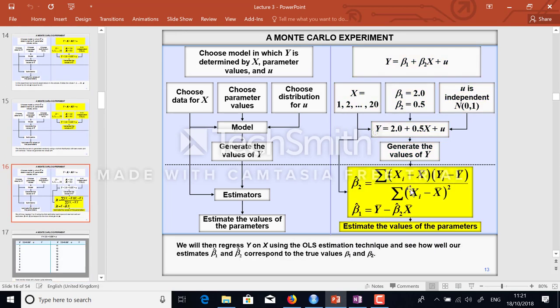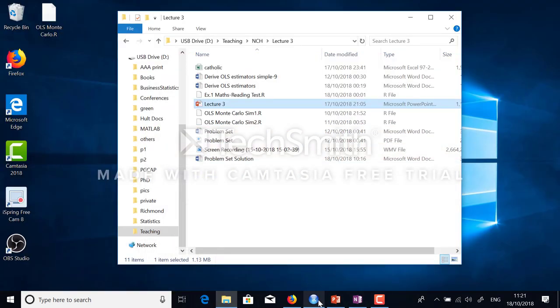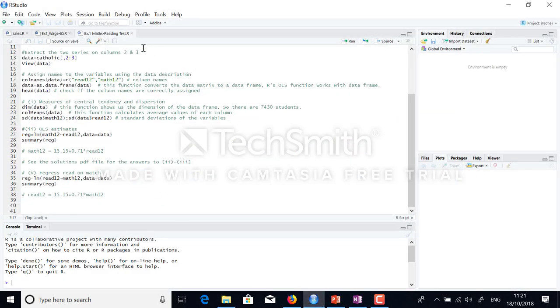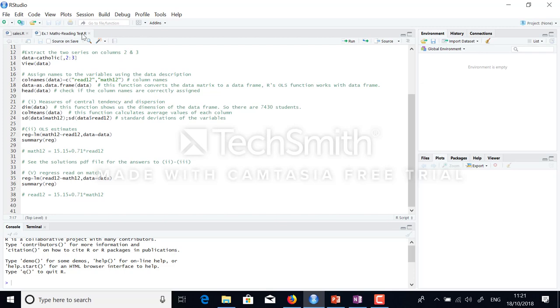So this is our estimated, yeah? So we're going to do this now. This is a whole bunch of slides that takes ages. I'm going to run R here. For the sake of brevity, we're going to skip all this.